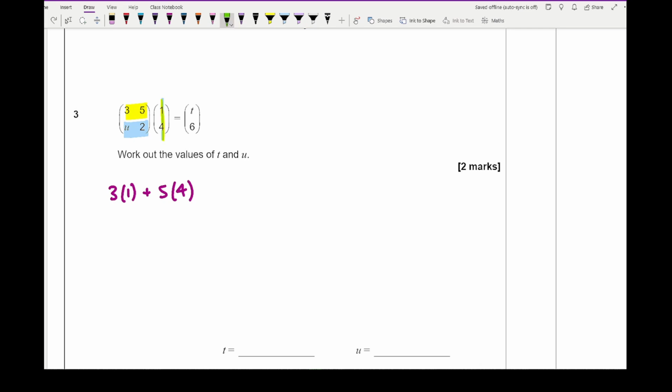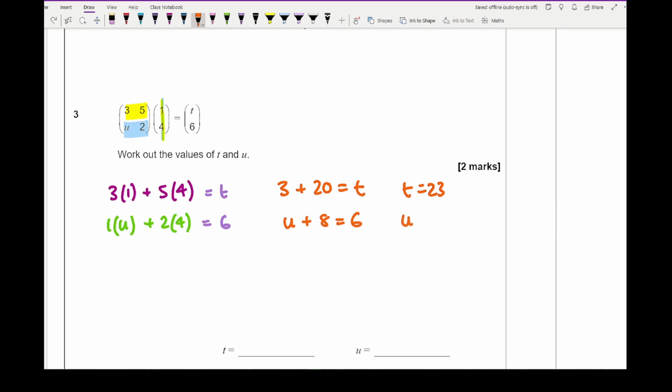So I'm going to get 1u plus 2 times 4, and looking at what that equals, that's going to equal t, and that's going to equal 6. So then simplifying, what we end up with is 3 plus 20 equals t. So t is going to equal 23, and then from this we end up with u plus 8 equals 6. So u is going to equal minus 2. So my t value is 23 and my u value is minus 2.